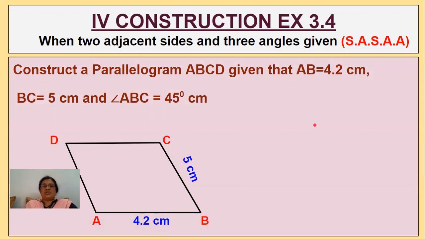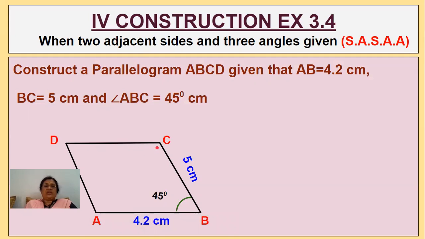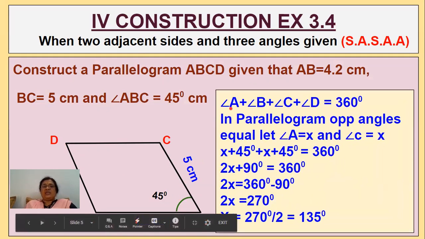So these two sides are given and one angle is also given. The angle at B is given, and we don't know the other two angles. Now let us find out the other two angles. You know that this is a parallelogram. In a parallelogram, opposite angles will be equal. So naturally, if angle B is 45 degrees, the angle D will also be 45 degrees. And we know that angle A is equal to angle C. So these two are obtuse angles, and these two are acute angles. Now let us work out a small problem to find angle C and angle A.